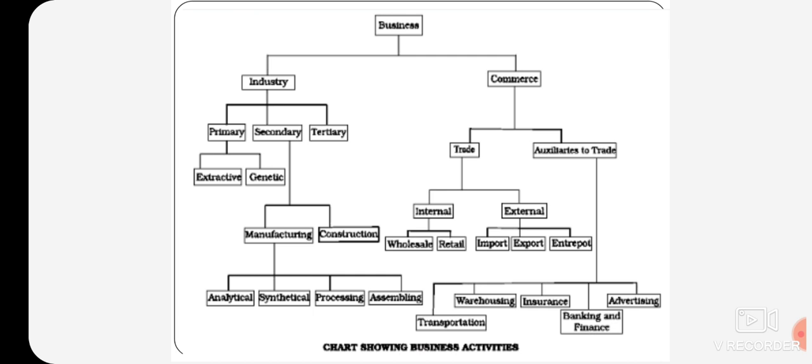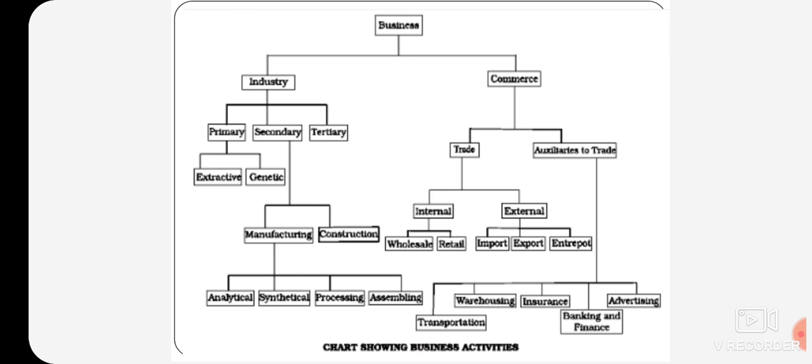These are what about the first part, that is in case of industry part. The second part is what? Commerce. Again, in this commerce, we are going to study two. One is trade, second one auxiliaries to trade.